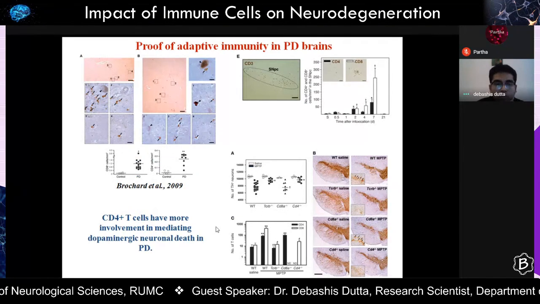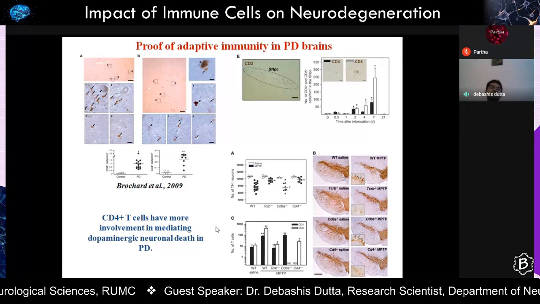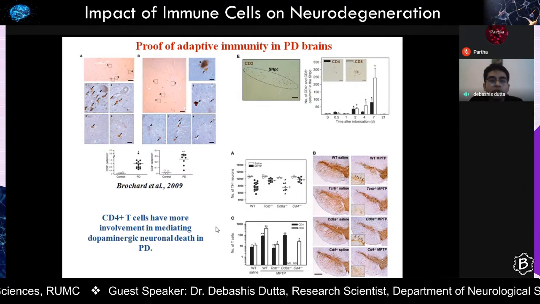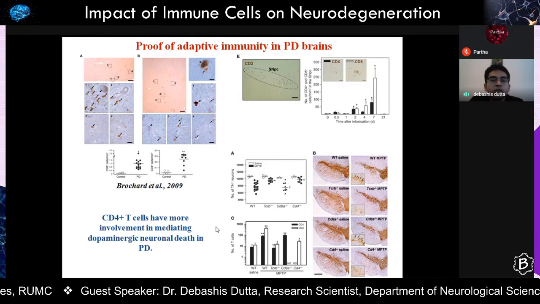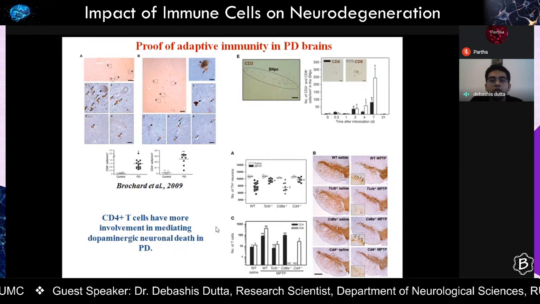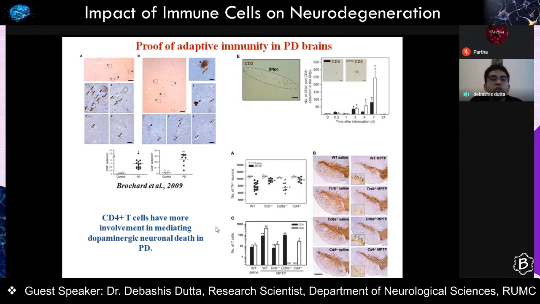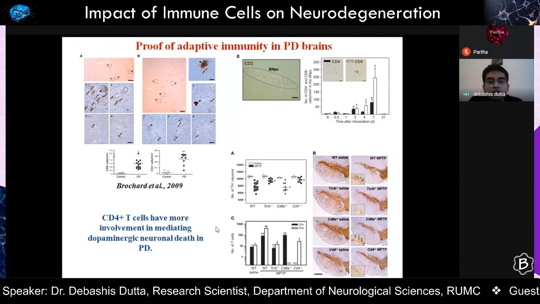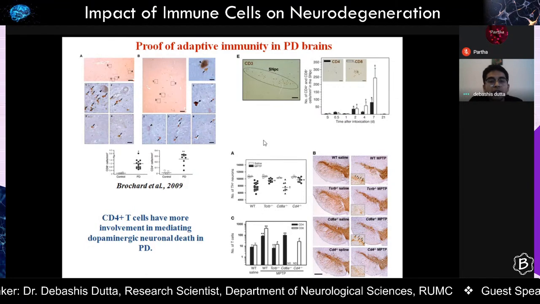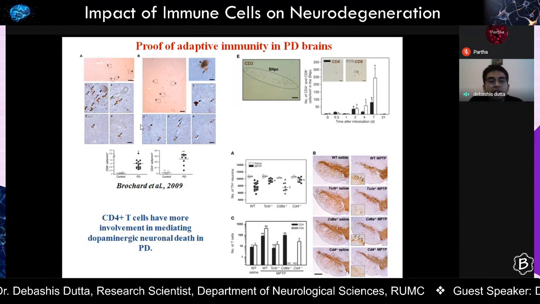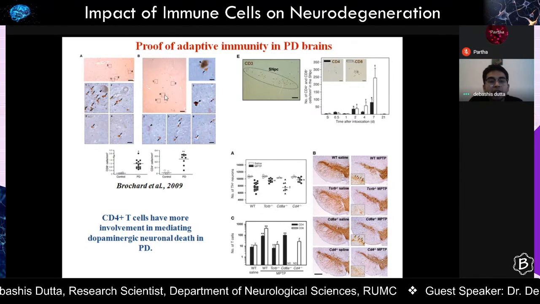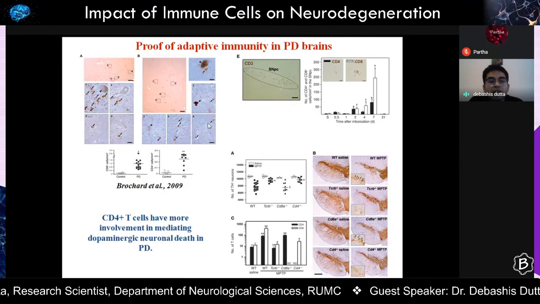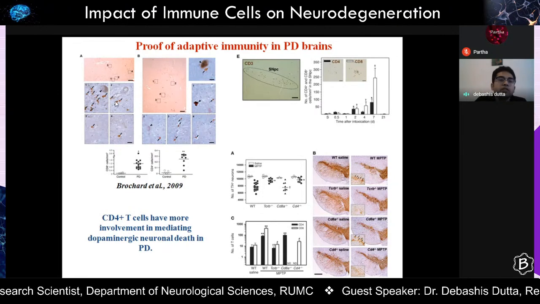Now, in all these formats, in different disease models, in human brains, in mouse brains, the first report about the involvement of T cells or the adaptive immunity in Parkinson's disease or Parkinson's brain came in 2009 in the Journal of Clinical Investigation, where the researchers saw the presence of CD4 plus as well as CD8 plus cells in the brain of Parkinson's patients.